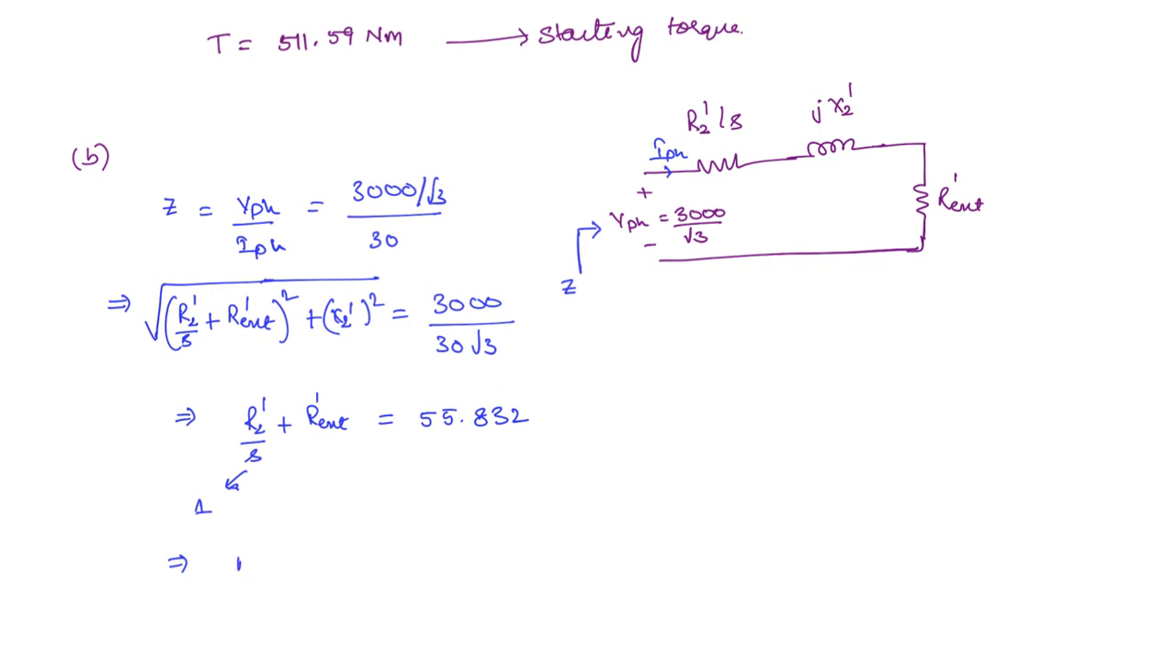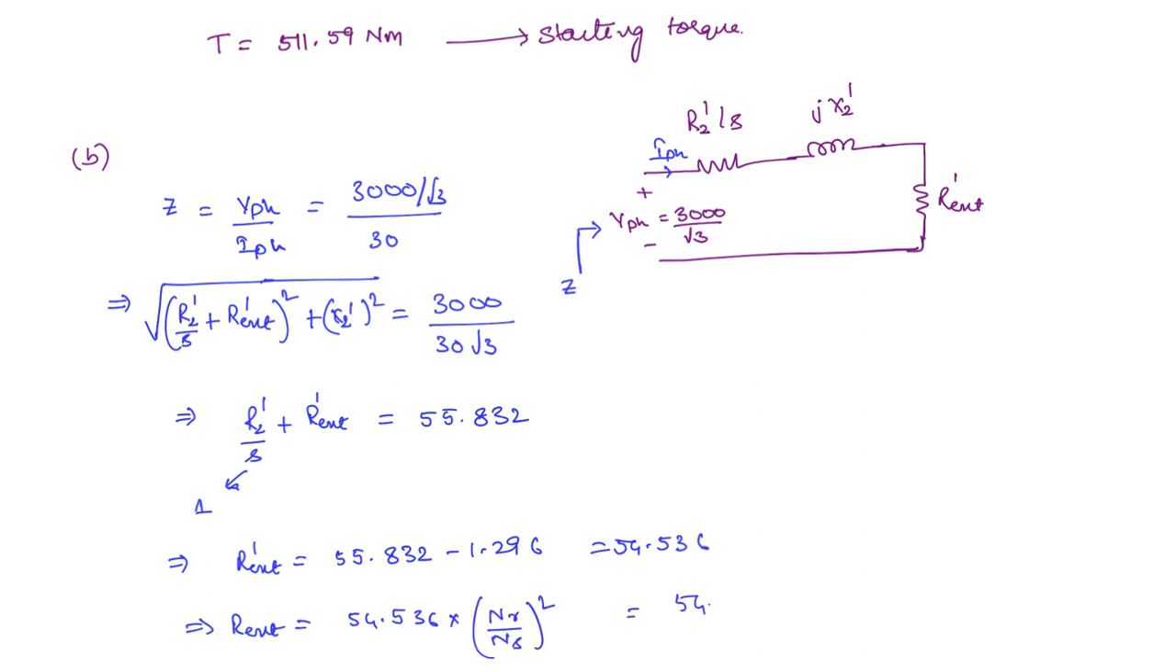Now here S is equal to 1. Okay. So R external dash, you're going to get 55.832 minus 1.296. So you're going to get 54.536. Okay. So what will be the actual resistance value? This is going to be 54.536 into nR by nS whole square. Okay. So that means 54.536 divided by 3.6 square. So if you calculate, you're going to get 4.208 ohms. Okay. So this is the external resistance you need to add so that you can limit the starting current to 30 amperes.